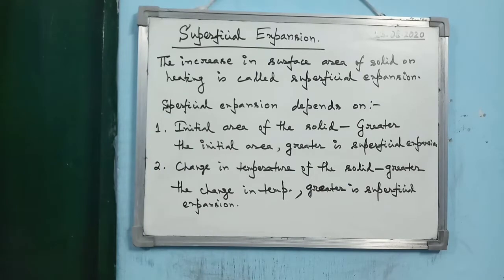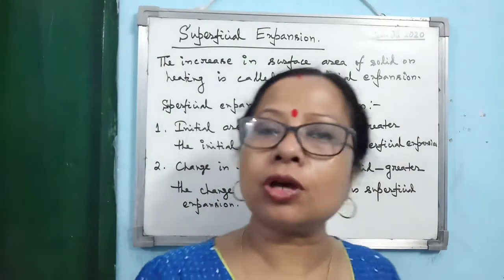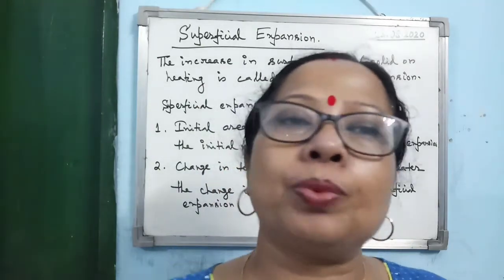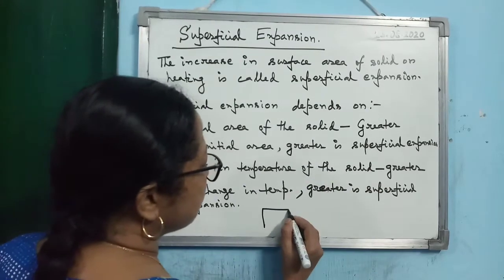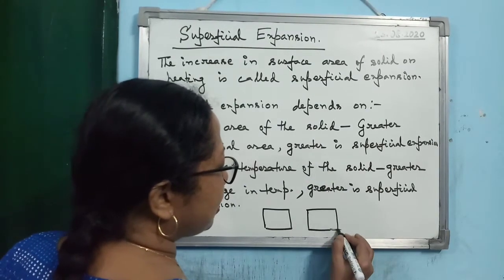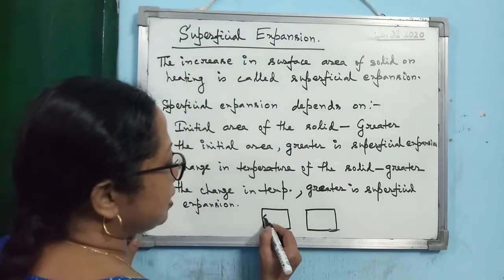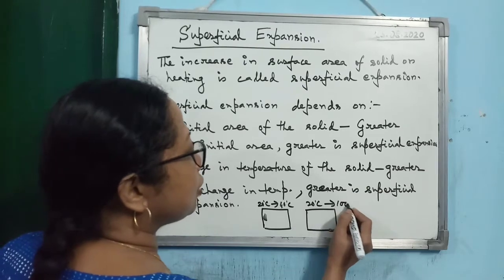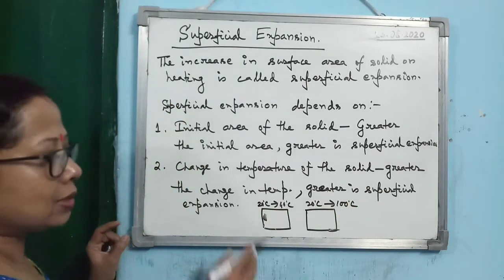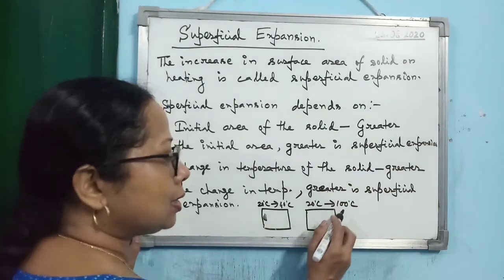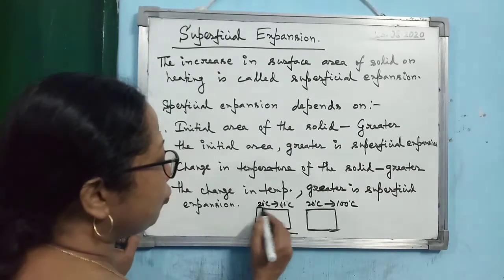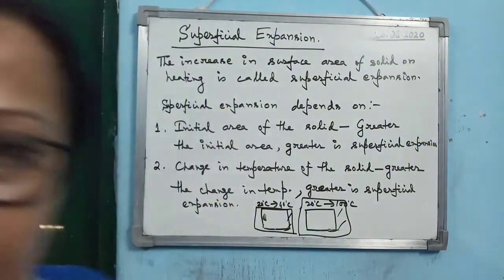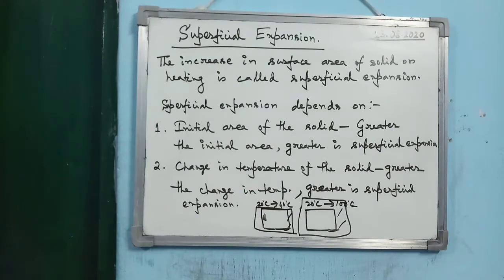Now the second factor on which the superficial expansion depends is the change in temperature of the solid. From common sense you can make out that the greater the change in temperature, the greater will be the superficial expansion. Just consider this example. Suppose two girls have taken two plates of the same area and both are made of copper. One has increased the temperature from 20 to 40 degrees Celsius, another from 20 to 100 degrees Celsius. In the first case the change in temperature is 20 degrees Celsius, in the second case it is 80 degrees Celsius. So in the first case expansion will be less and in the second case expansion will be more. So the greater the change in temperature, the greater is the superficial expansion. No need to draw the diagram.